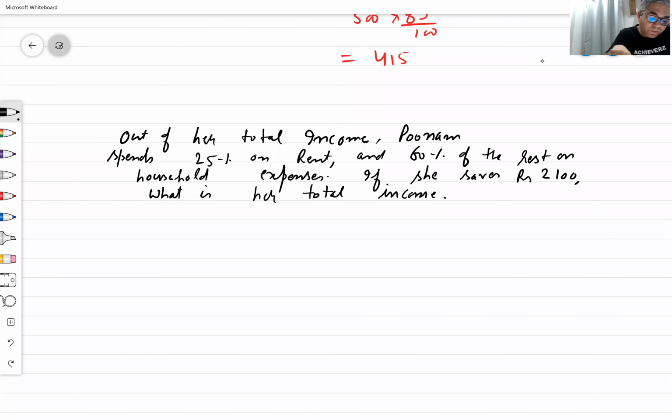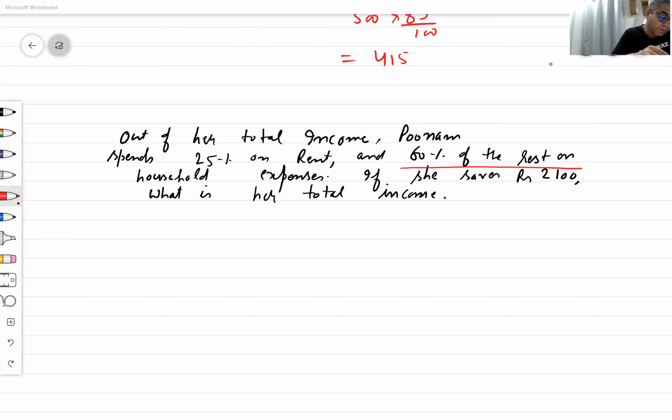So question is, out of her total income, Poonam spends 25% on rent and 60% of the rest on household expenses. If she saves rupees 2,100, what is her total income? Right. So solve it, please. This line is very critical: 60% of the rest on household. If you are not reading the question correctly, then you will make a mistake.